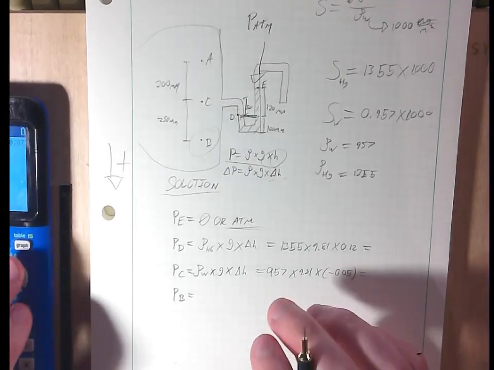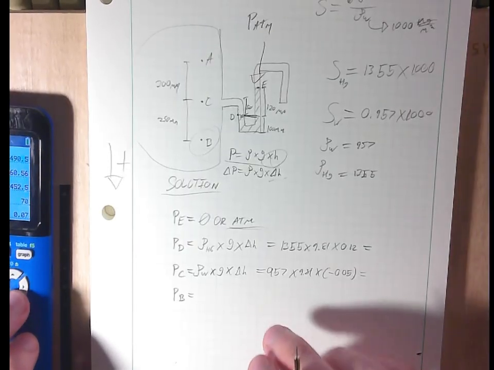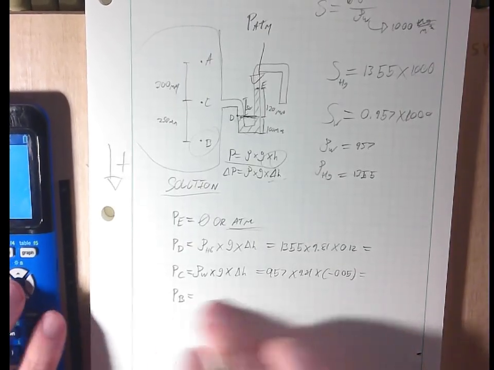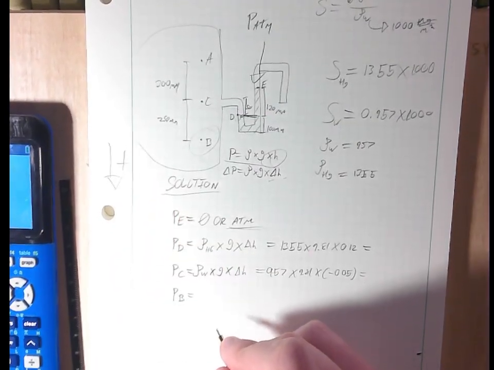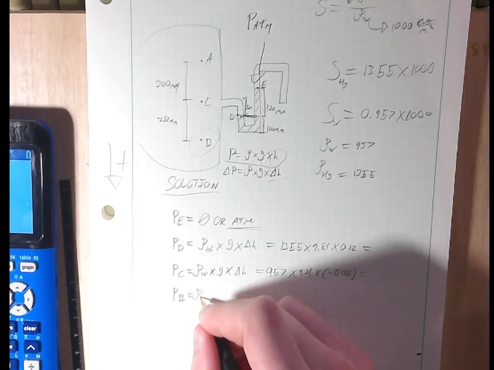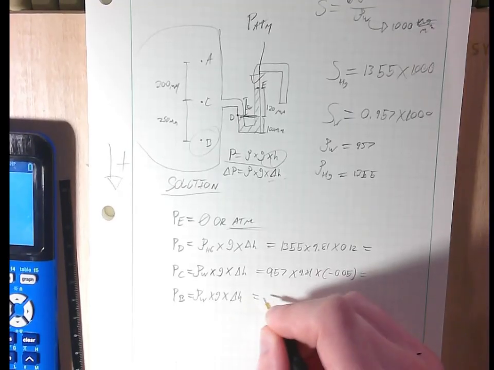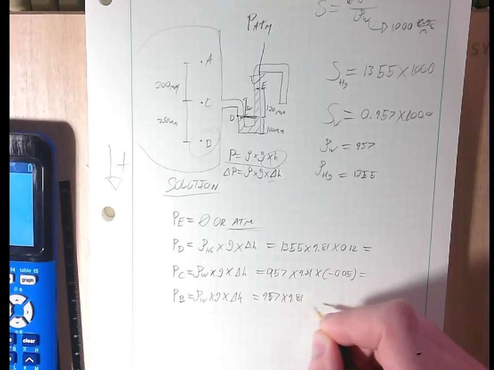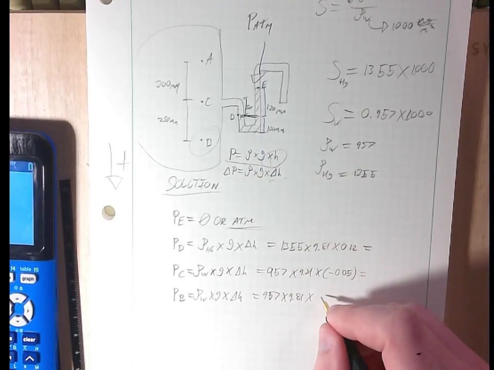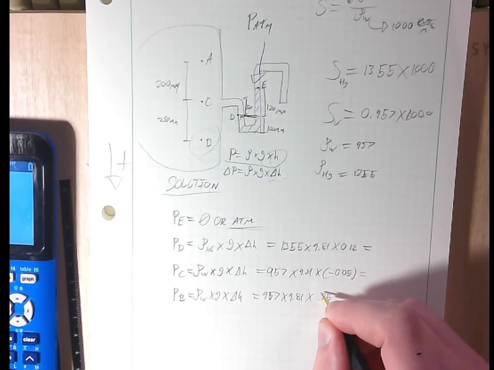I believe it should be point. Yeah. So now for C to B, this is going to be rho W times G times delta H, which is going to be equal to 957 times 9.81 times 250, or in this case, it's going to be 0.25.